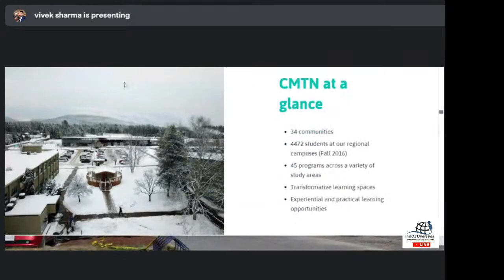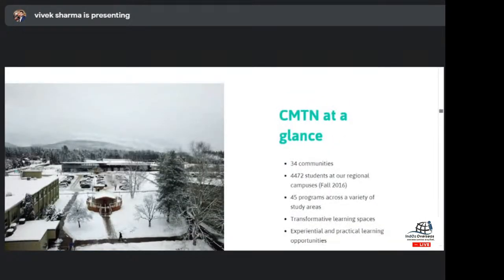So this is the picture of our Terrace campus. As you can see, there is not that much snowfall, so there is no kind of interruption in transportation or communication. The campus is quite huge. It is spread over 11 acres of land. We have separate buildings for each and every department for transformative learning spaces.